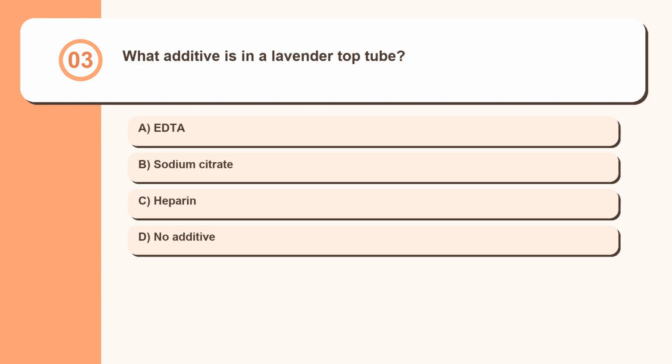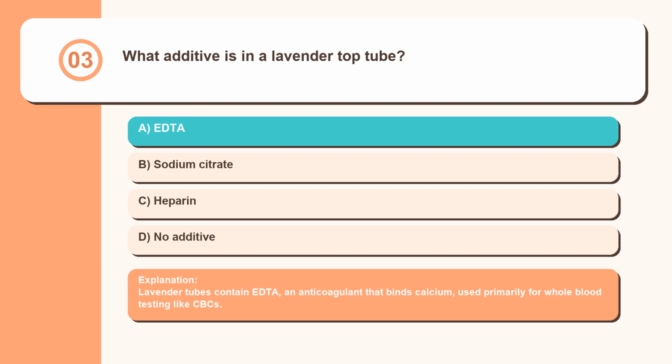Question 3. What additive is in a lavender top tube? EDTA, sodium citrate, heparin, no additive. Lavender tubes contain EDTA, an anticoagulant that binds calcium, used primarily for whole blood testing like CBCs.